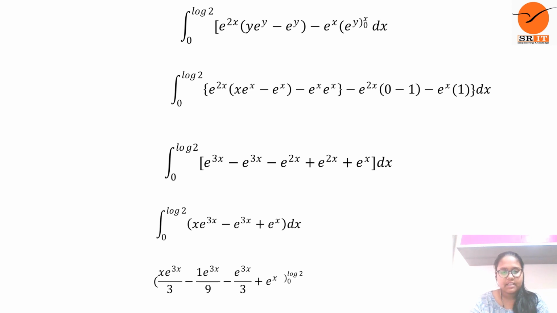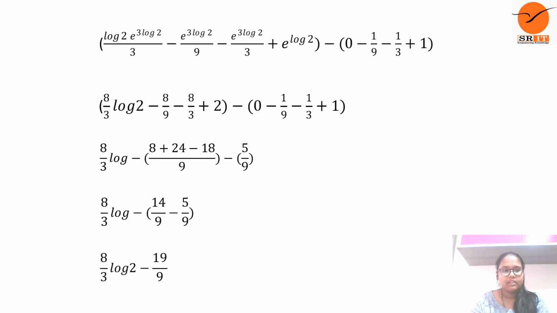Again integrating: x e power 3x by 3 minus 1 e power 3x by 9 minus e power 3x by 3 plus e power x, from 0 to log 2. Log 2 e power 3 log 2 by 3 minus e power 3 log 2 by 9 minus e power 3 log 2 by 3 plus e power log 2, minus 0 minus 1 by 9 minus 1 by 3 plus 1. 8 by 3 log 2 minus 8 by 9 minus 8 by 3 plus 2, minus 0 minus 1 by 9 minus 1 by 3 plus 1.